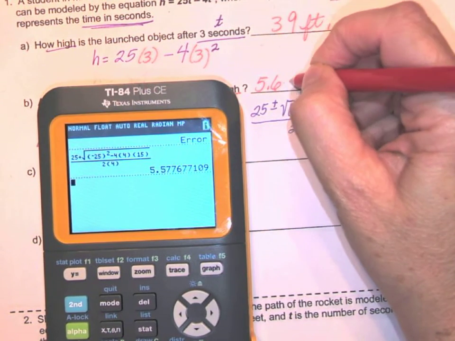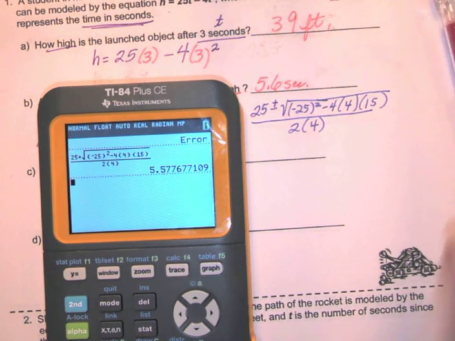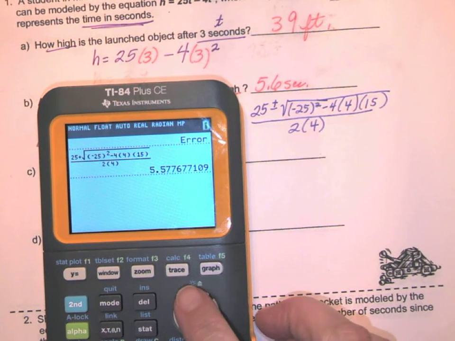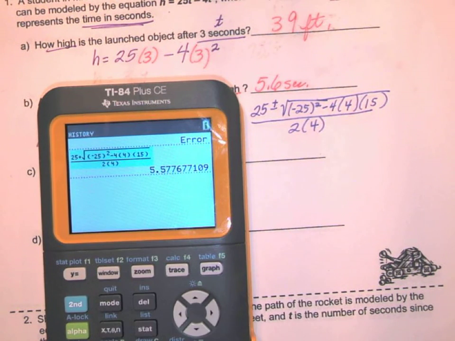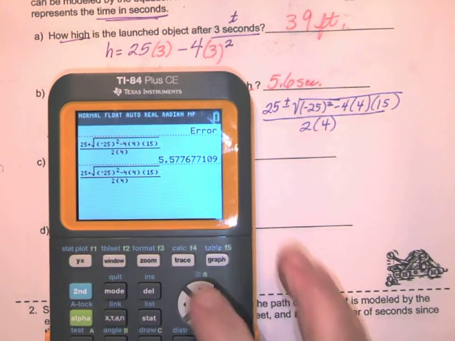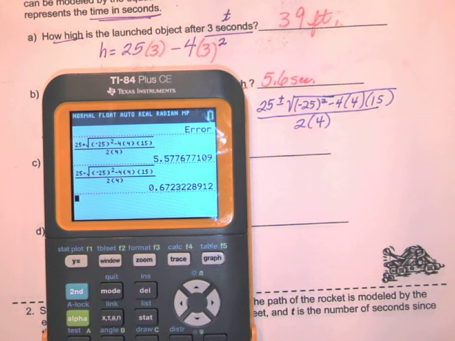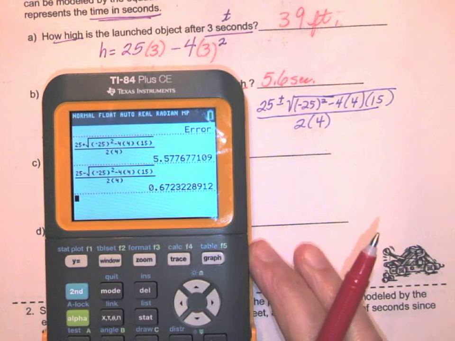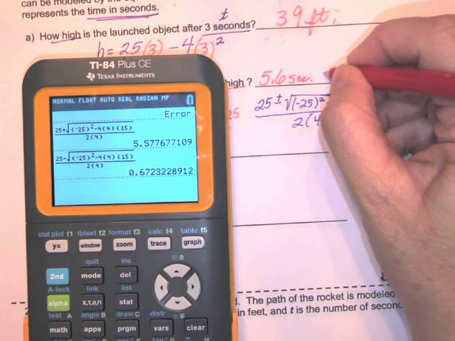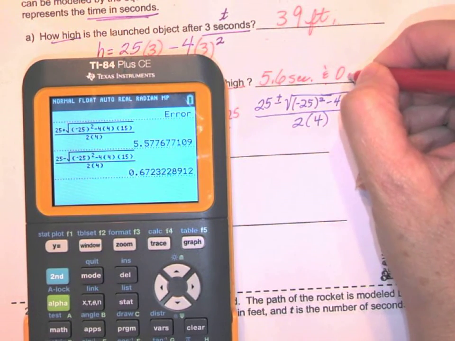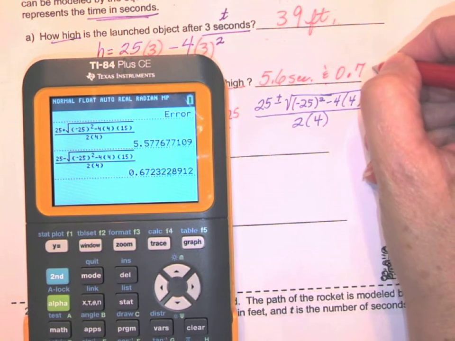The good news is that when I want the second answer, all I have to do is arrow up and highlight this, hit enter to copy it, left arrow all the way over to the plus sign, and just type a minus over it. Now I didn't have to retype the whole thing. Boom, I have my second answer, my minus answer. So my second answer is, I'm going to round it to 7/10 of a second.